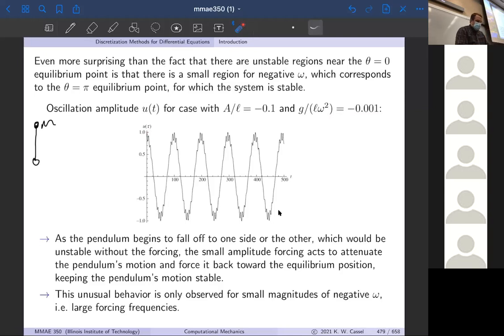Just for relatively small values of G over L omega squared. But here it is. You know, it's doing a little dance here at the peaks. It's kind of trying to decide, should I fall over? Should I stay stable? It's kind of close. It was a close call, but nevertheless, it brings it back. Brings it back, brings it back. So it has stabilized an otherwise unstable case.